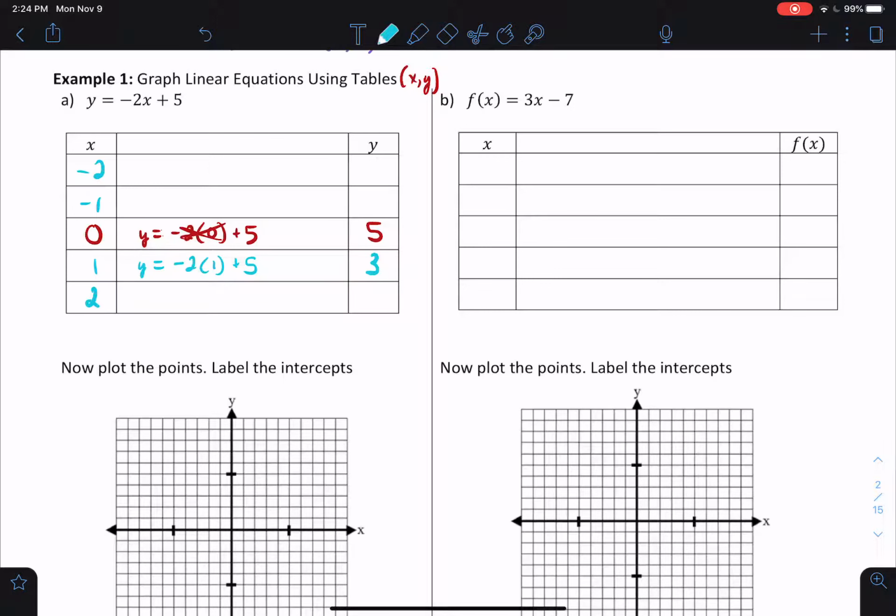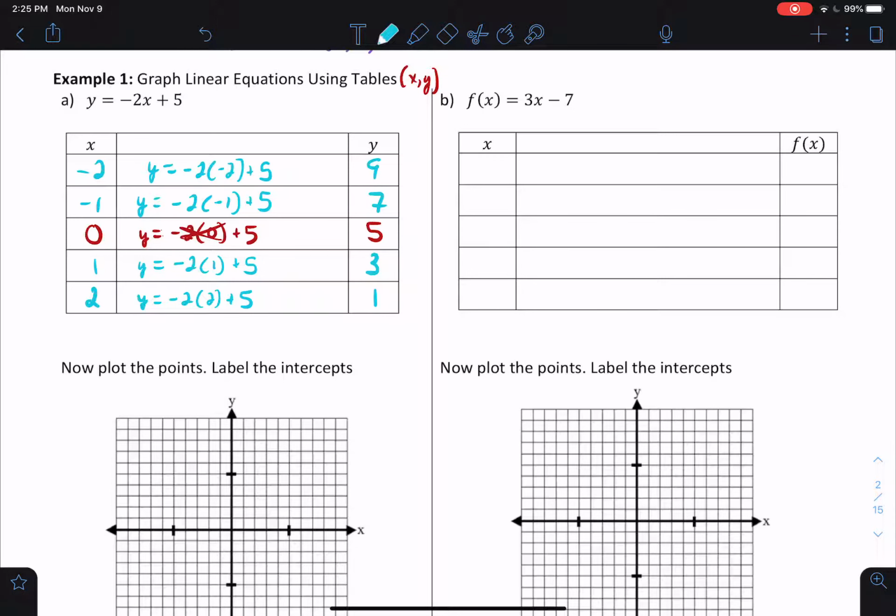If I plug in 2, y equals negative 2 times 2 plus 5. Negative 2 times 2 is negative 4. Negative 4 plus 5 is 1. Now below 0, if I plug in negative 1, I'll get negative 2 times negative 1, which is 2. 2 plus 5, which is 7. Then if I plug in negative 2 for x, negative 2 times negative 2 is 4. 4 plus 5 is 9.